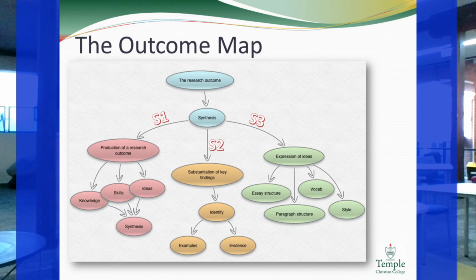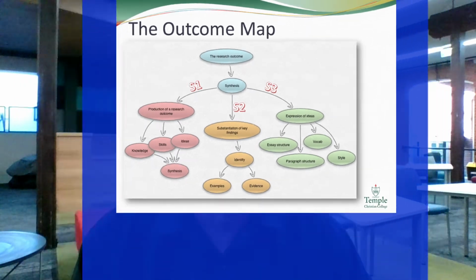S2 is about substantiations, identifying examples and evidence. And S3 is about the expression of ideas, your essay structure, your paragraph structure, your vocabulary, and your writing style. All of those together, S1, S2, and S3 form synthesis, which is what you're being assessed on for your research outcome.